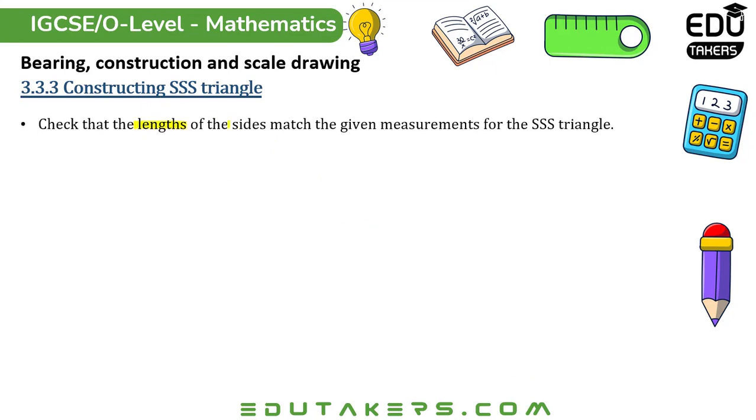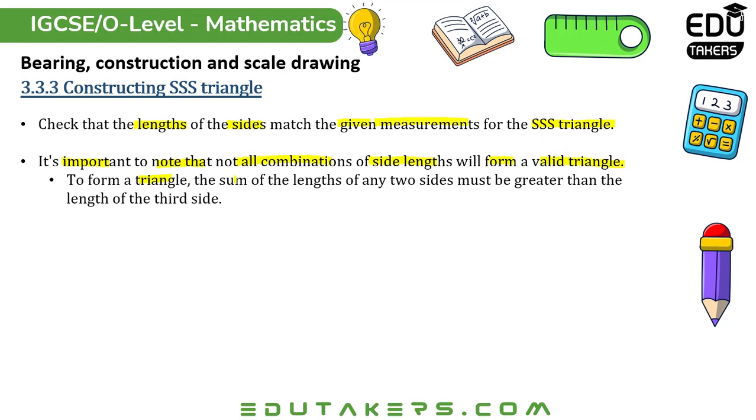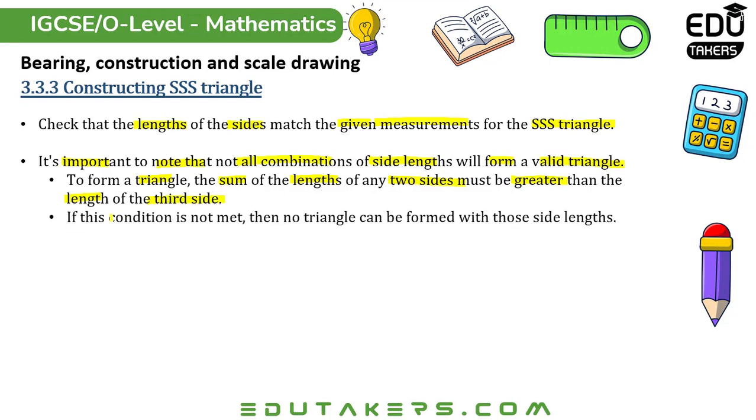Check that the lengths of the sides match the given measurements for the SSS triangle. It's important to note that not all combinations of side lengths will form a valid triangle. To form a triangle, the sum of the lengths of any two sides must be greater than the length of the third side. If this condition is not met, then no triangle can be formed with those side lengths.